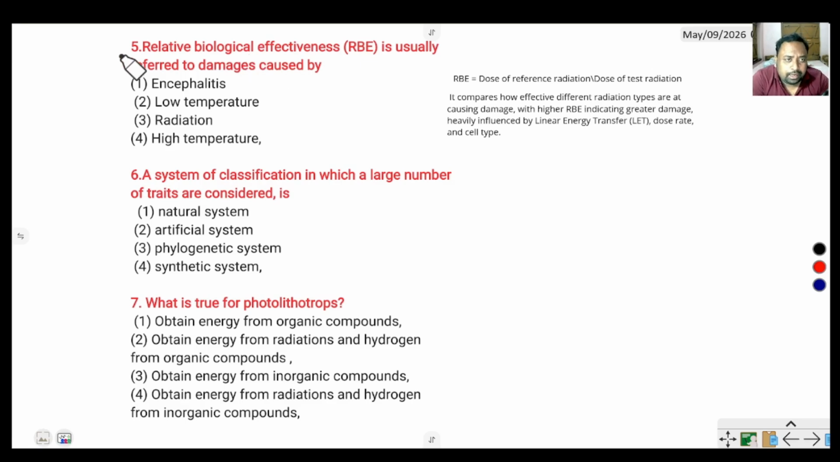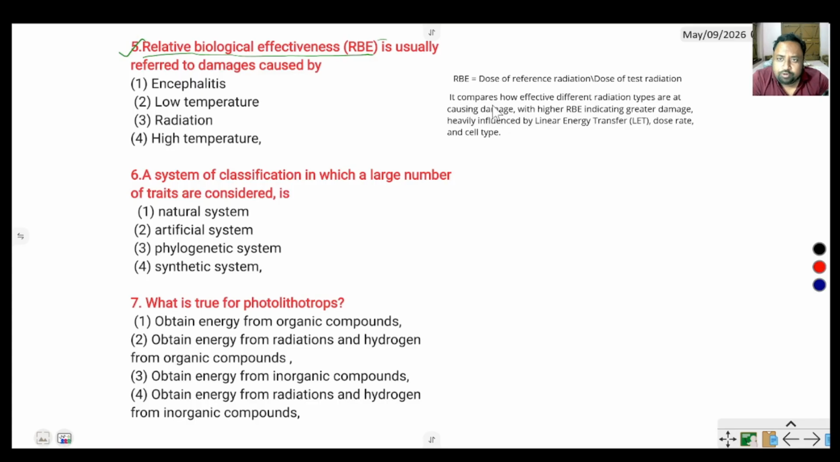Next question number 5. Relative biological effectiveness is usually referred to damage caused by encephalitis, low temperature, radiation, or high temperature. Actually, relative biological effectiveness is a technique where normal radiation and test radiation are used to compare the effect of that radiation on human beings. The RBE is the ratio of the dose of reference radiation and the dose of test radiation. Which radiation is more effective is the main purpose of RBE.